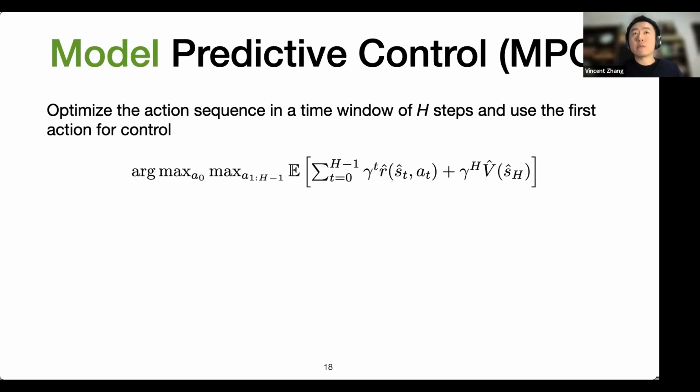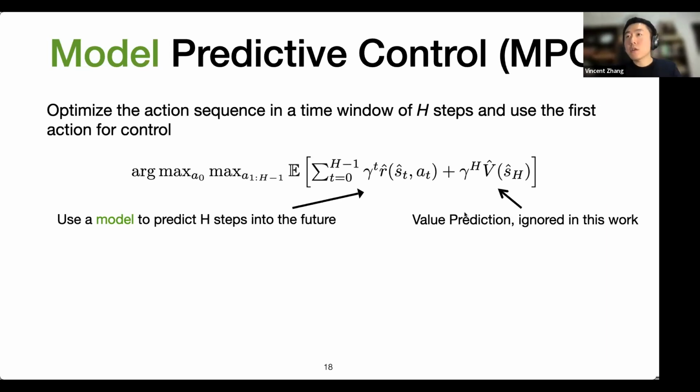Now, the idea is that we want to leverage a model, look into the future, and select the action sequence over a time window that maximizes the return and the imagined return. And so the model comes in here to do an imagined rollout of H steps into the future. And there's also value prediction, which is most often ignored in MPC literature. It's also ignored in our work.